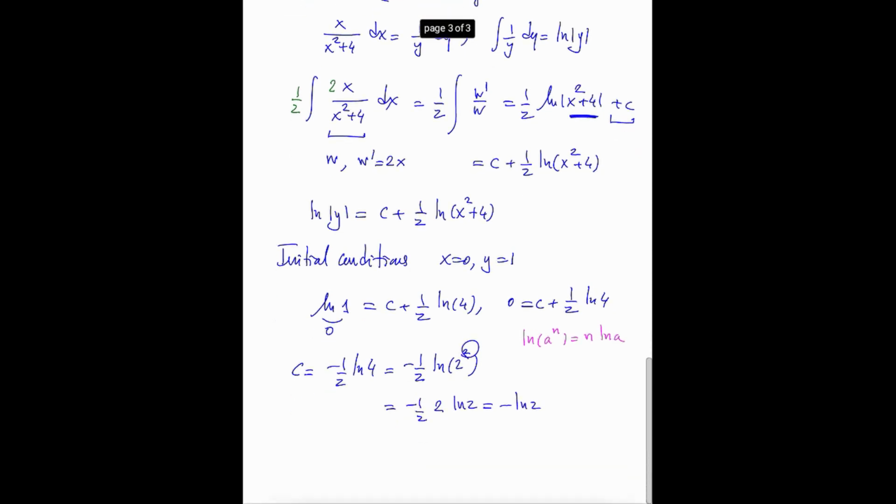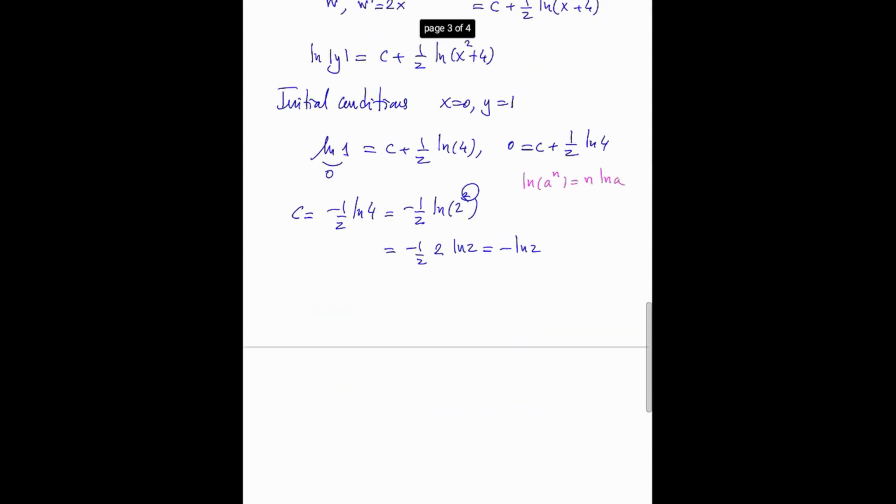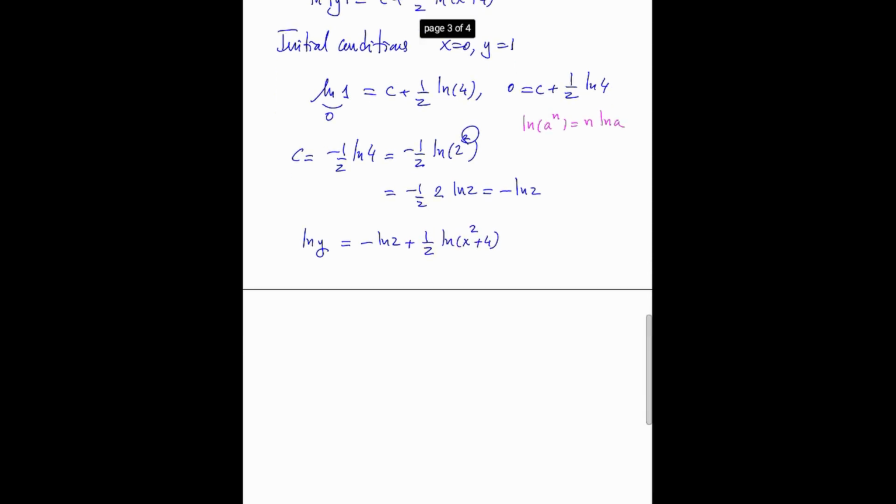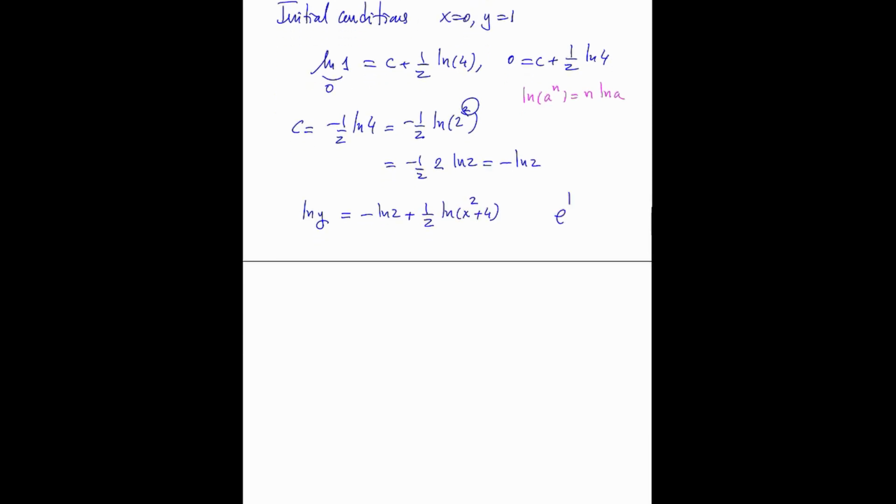And now we put it all together, and what we have is that the log of y, and since y equals 1 is positive, is equal to the constant minus log of 2 plus 1/2 log of x squared plus 4. And we exponentiate both sides, and we know e to the log of y is equal to y. So here we have y is equal to e to the minus ln 2 plus 1/2 ln of x squared plus 4.